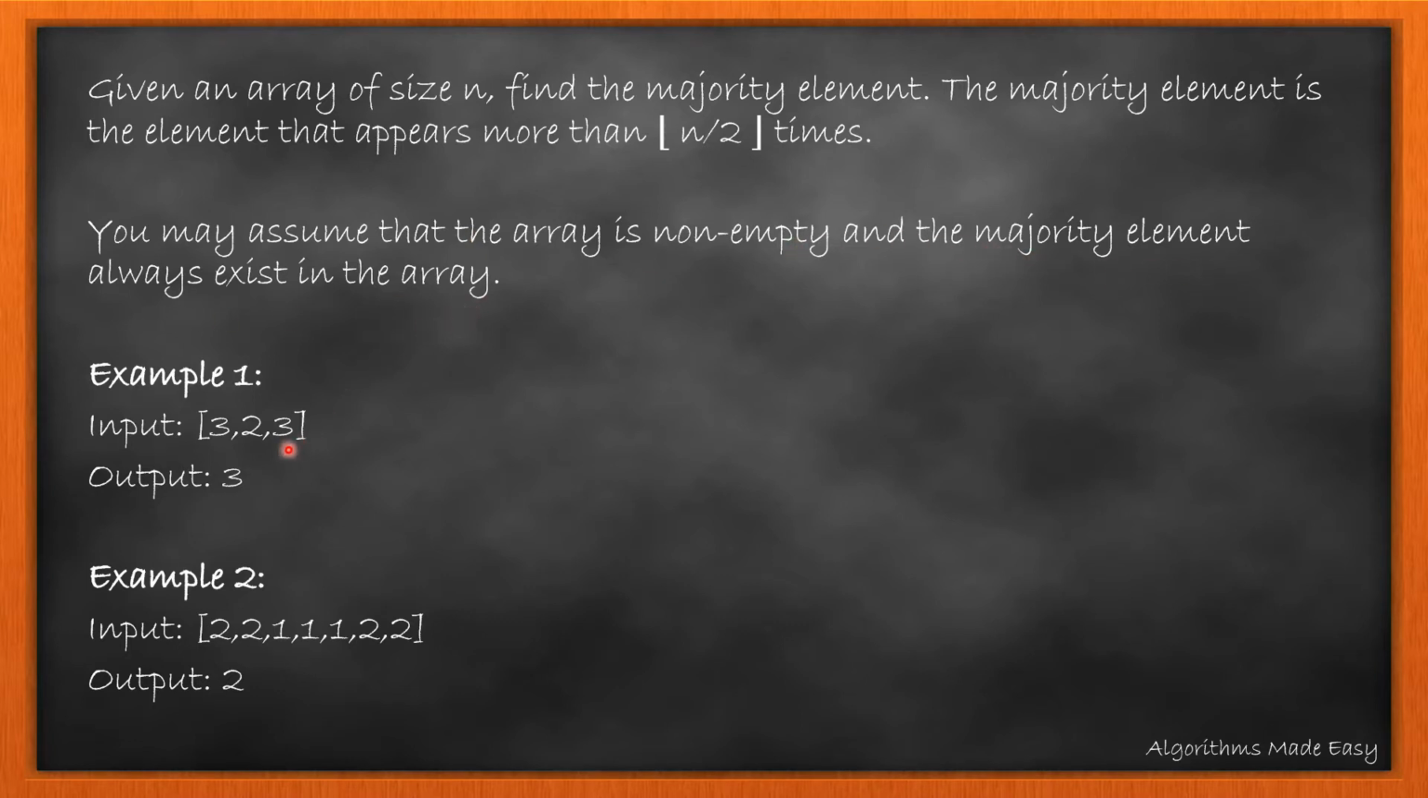In the first example, number 3 is present more than n by 2 times in the array. So the program returns 3. In the second example, number 2 is present more than n by 2 times. So the program returns 2. Let's walk through the algorithm.